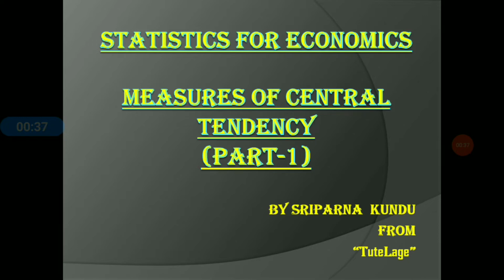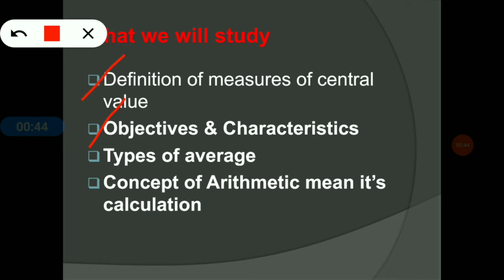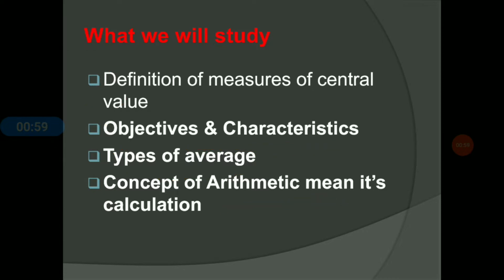Now move on to the next slide, where we can see today's topics for discussion. The first one is the definition of measures of central tendency. The second concept is objectives and characteristics of central value or average. The third concept is types of average, and the fourth concept is the concept of arithmetic mean and its calculation. Now move on to the main slide and let's begin the session.